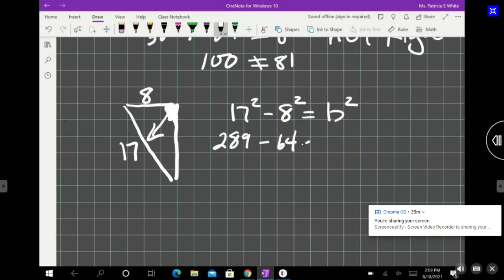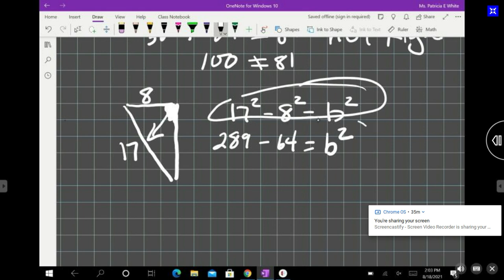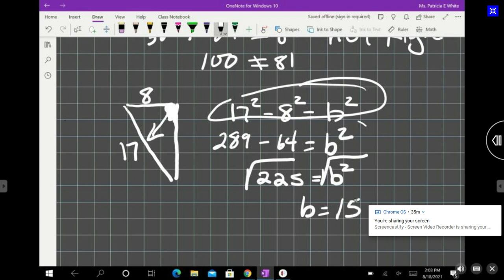equals B squared. I square the numbers. I add or subtract the numbers. So what's 289 minus 64? 225. And regardless of whether I add or subtract, you get 15. I gotta take that square root. And B equals 15. Oh, I forgot to write the whole thing down. 15, right?